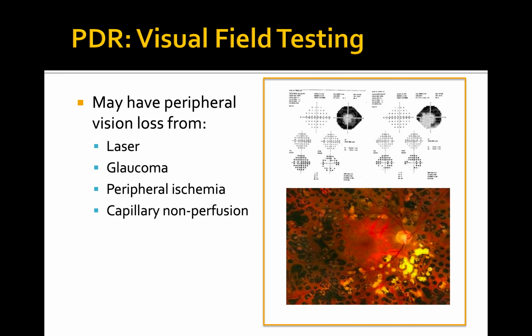Visual field testing can be useful. Oftentimes, those with proliferative disease will have some peripheral field constriction. This can be due to dense laser, as this patient's image shows. Peripheral ischemia or capillary non-perfusion can lead to peripheral vision loss as well. And remember, the incidence of glaucoma in those with diabetes can be somewhat higher. This can also lead to peripheral vision loss.